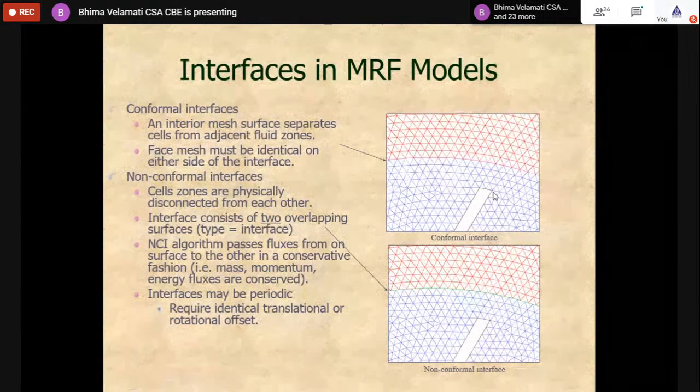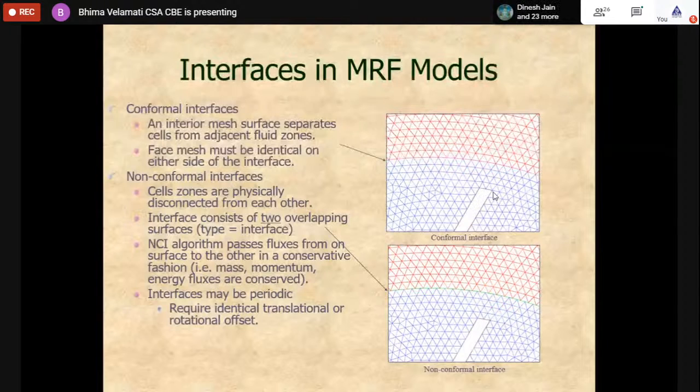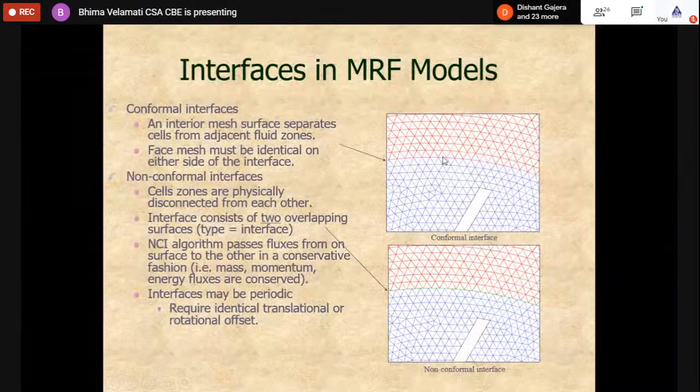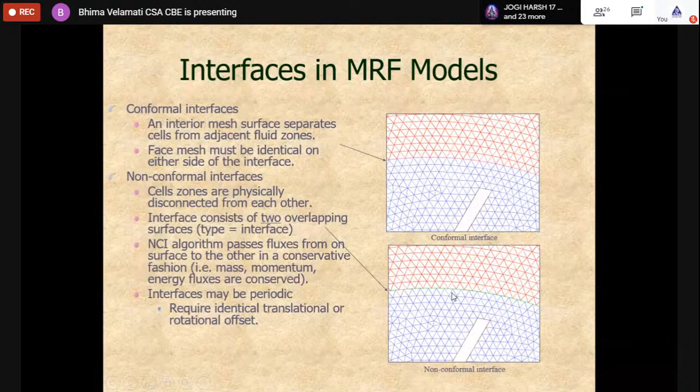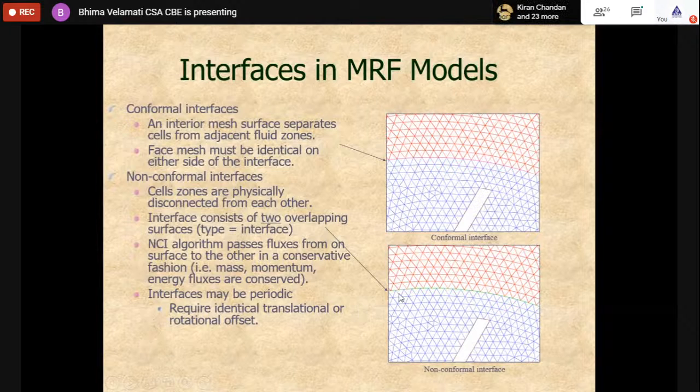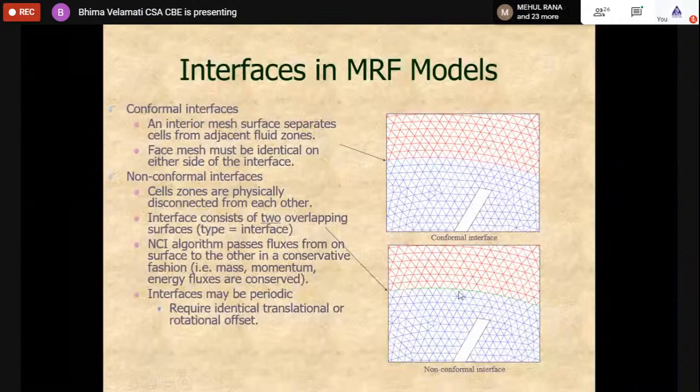There are two kinds of interfaces that we can have in any CFD solution. One is called a conforming interface. That means the edge between these two faces would have grids that match with each other. The other is a non-conforming interface. That means the grids will not match with each other, so there should be interpolation between these two solutions. You will have an algorithm that will make sure that the solution on one face is interpolated to the other face, or one edge onto the other edge.